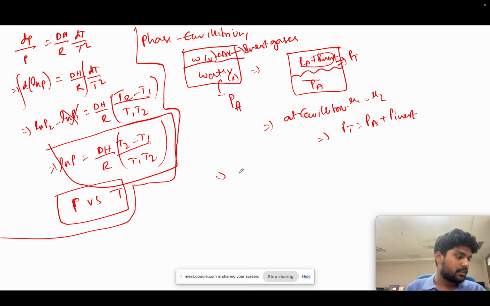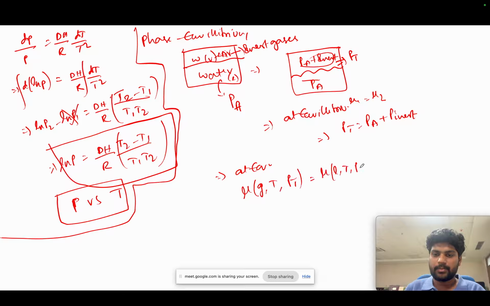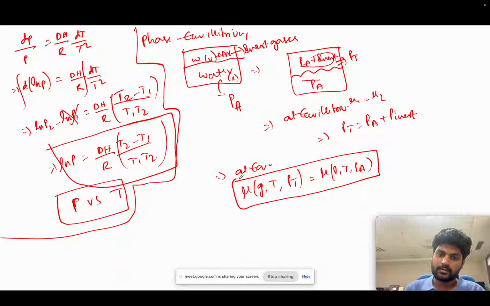So what we have was, at equilibrium condition, mu of gas phase comma T comma P total is equal to mu of liquid phase comma T comma PA. Any doubts in this equation? We have taken the gas phase, the top one, temperature and the total pressure, mu of liquid comma temperature comma pressure of this one. So then we will solve it.